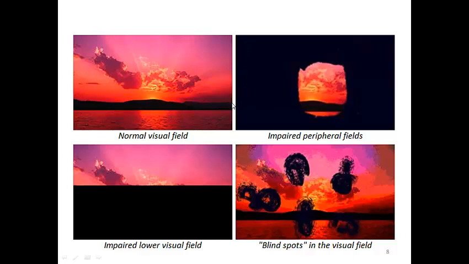On the other hand, if they have impaired peripheral vision, meaning that their field of vision is limited, then they may have tunnel vision where they can only see certain parts of the picture. Okay, and then they may also have an impaired lower visual field. Others may have blind spots where they see the entire picture, but some areas are blackened out, like spots. So these are just some of the ways that people with vision impairment would see.